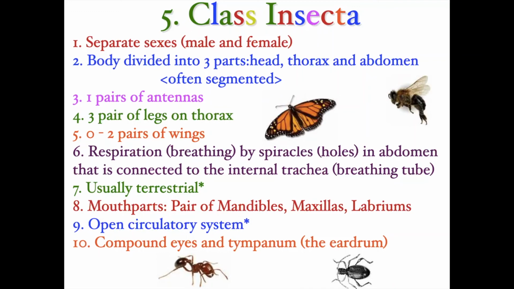Then insects have compound eyes and a tympanium. Think of tympany or tympanium. This is going to be the eardrum. Now what's crazy is the eardrum is actually on the thorax, on the chest region, and this is actually underneath the wings. We'll take a look at that in the grasshopper.